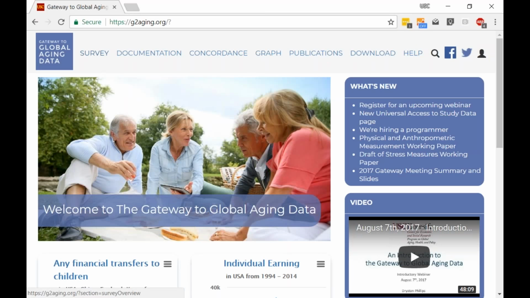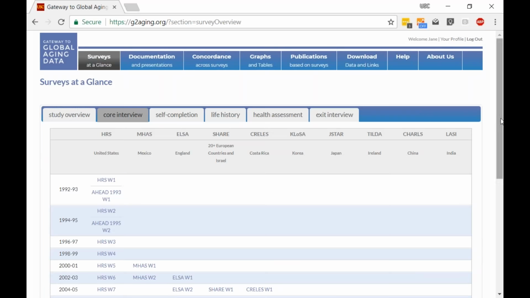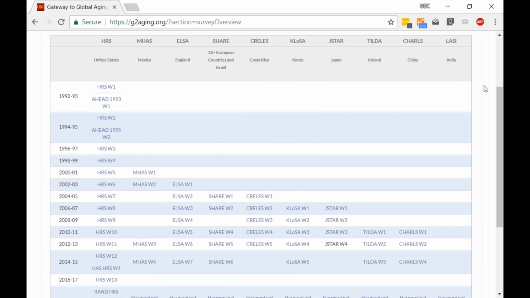And if you click here on this first tab, which is Survey, you can first see a list of all the surveys. So I mentioned the HRS started in 1992 with Wave 1. And then in 2016, they conducted their 13th wave. So there's 13 waves of the HRS. You'll notice that MHAS in Mexico started in 2000. So their Wave 1, what they call Wave 1, is 2000. So this chart is helpful for making sure if you want to look at something in the same year in different countries, that you're using the right wave of data.